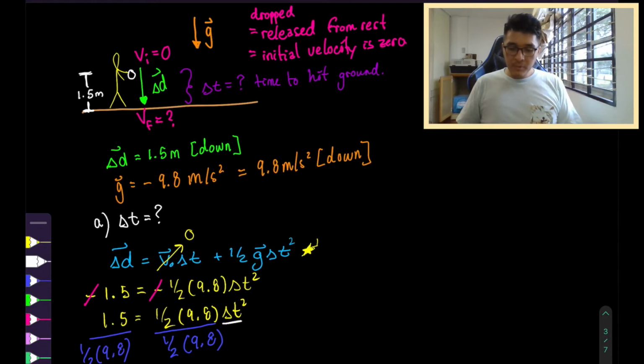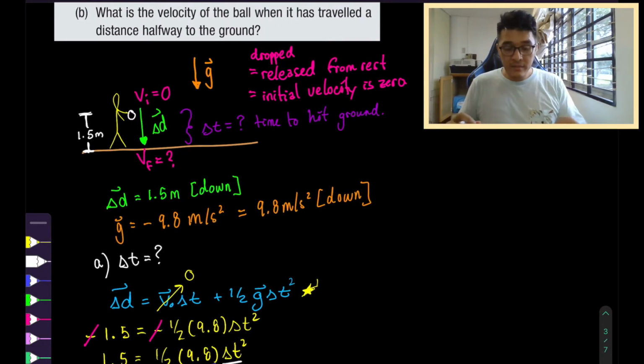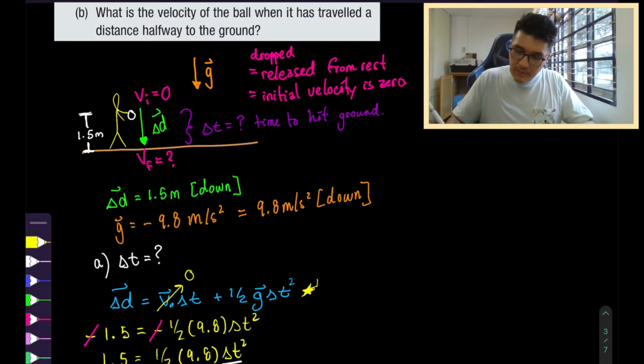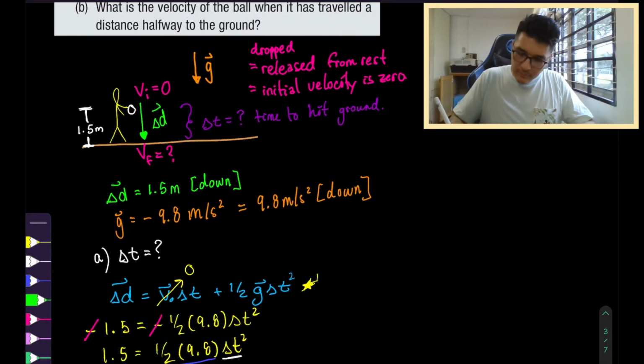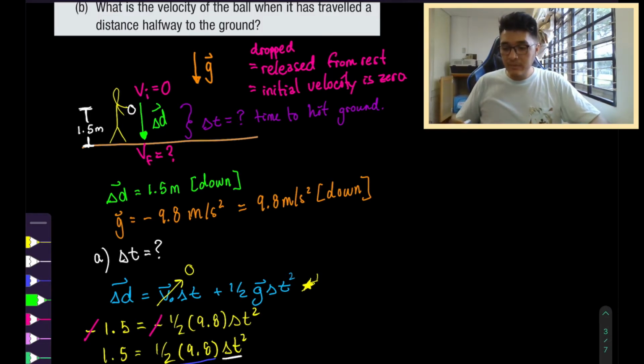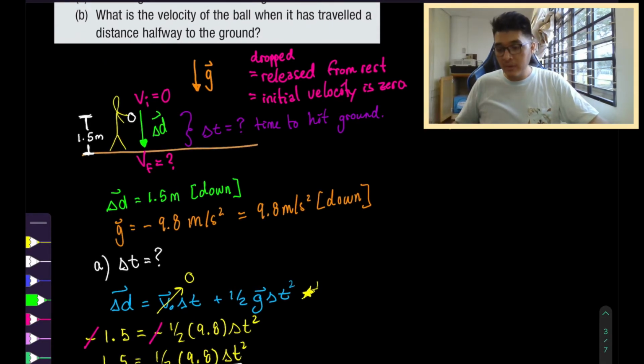Now for part B, what was part B asking us? Part B was asking us, what is the velocity of the ball when it has traveled a distance halfway to the ground? So it's the same scenario, but now our displacement is going to be our 1.5 over 2. So if it helps, maybe we could draw another quick picture here. So I could write delta d over 2. So it's half the distance of 1.5, right? Because when it has traveled the distance halfway to the ground, it will be our displacement from before divided by 2.